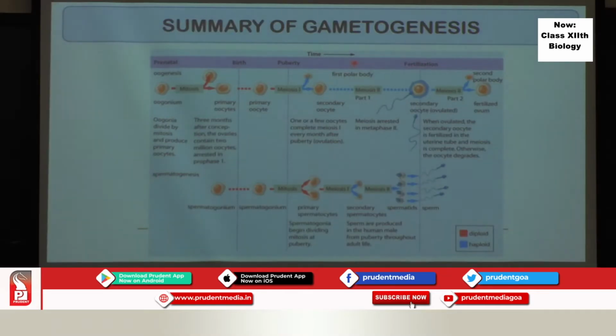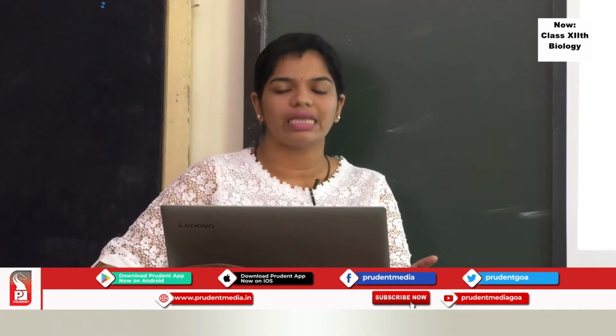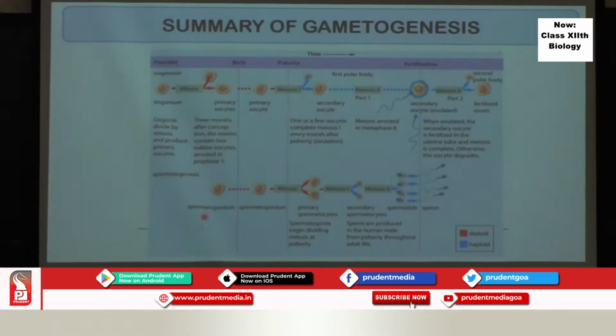Here the first polar body and here the second polar body. The polar bodies are not involved in production of gametes. It is said that they disintegrate once they are formed. Coming to the spermatogenesis, the difference you can see here: spermatogenesis begins after birth, after the male reaches puberty.